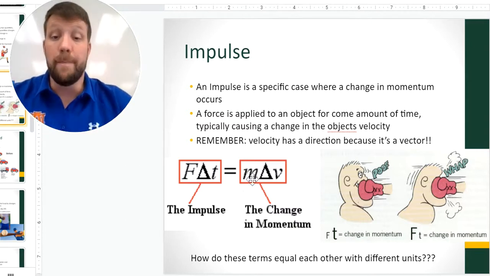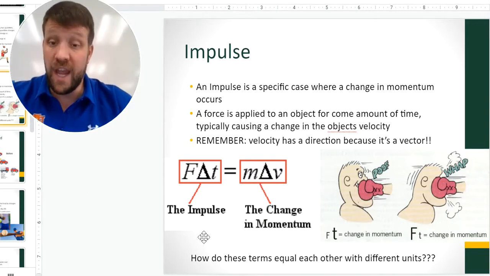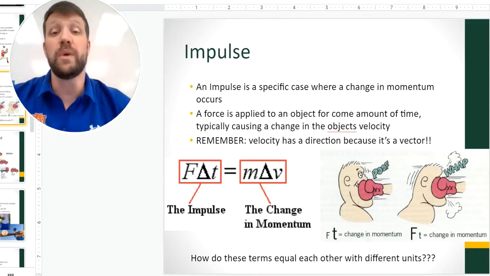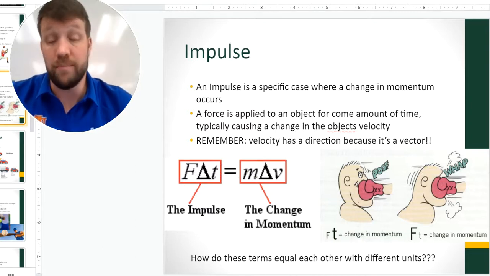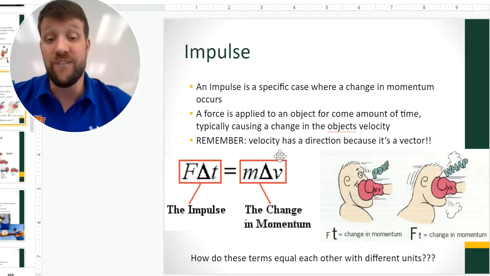So mass times the velocity of an object, that velocity is likely to change if a force is applied to that object for some amount of time. So an impulse applied to an object with momentum will cause a change in momentum. And as we discussed on the previous slide, it's most likely to cause a change in velocity.